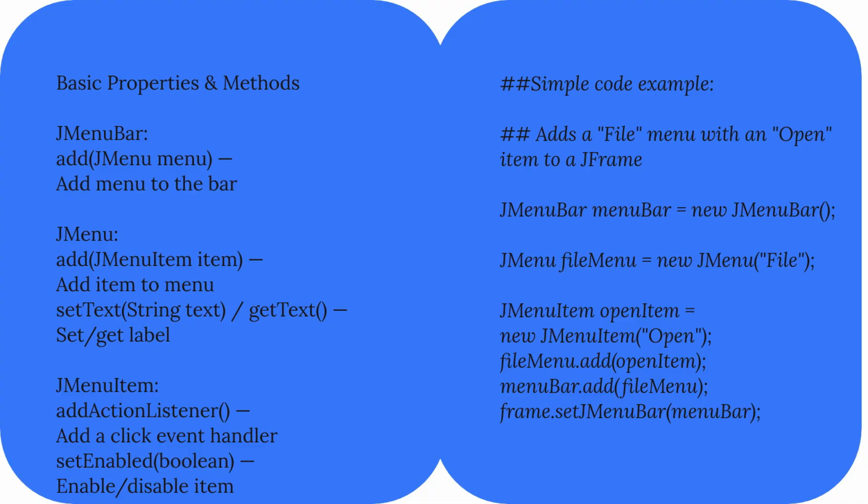And here are the basic properties and methods. JMenuBar is the top-level container which holds the JMenu objects. JMenu is what represents a single menu, for example, File or Edit. And JMenuItem is what represents individual selectable items in a JMenu. Finally, both JCheckBoxMenuItem and JRadioButtonMenuItem are special variants for toggle behavior.